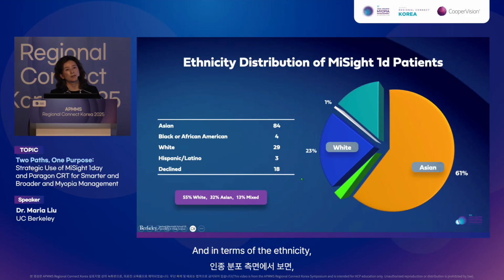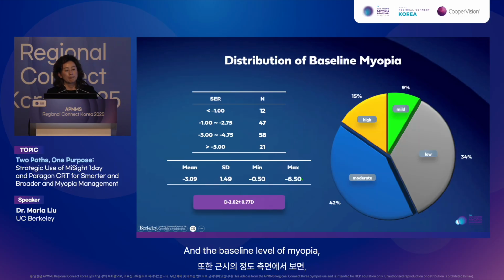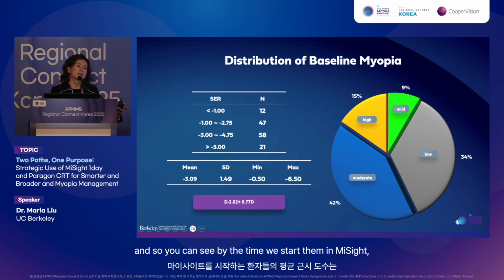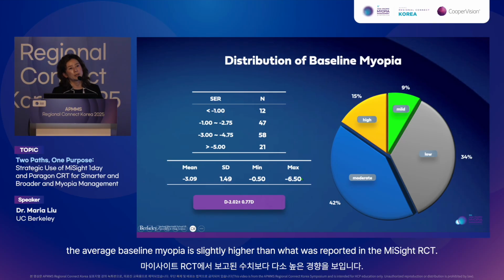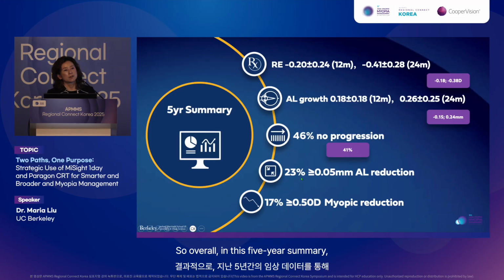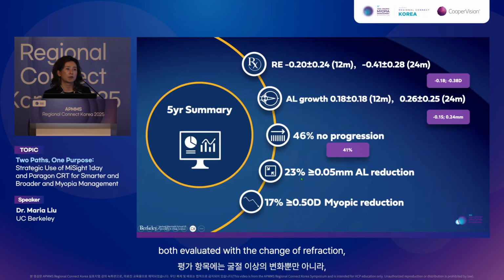And in terms of the ethnicity, the majority of our MiSight patients are actually Asian. And the baseline level of myopia, because we fit a lot of our younger patients in Ortho-K, you can see by the time we start them in MiSight, the average baseline myopia is slightly higher than what was reported in the MiSight RCT. So overall, in this 5-year summary, we're seeing a pretty comparable inhibition, both evaluated with the change of refraction as well as the change in axial length.